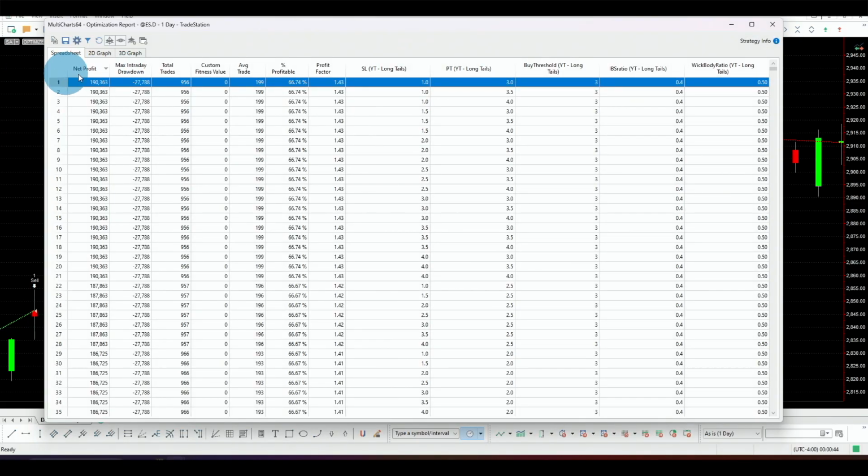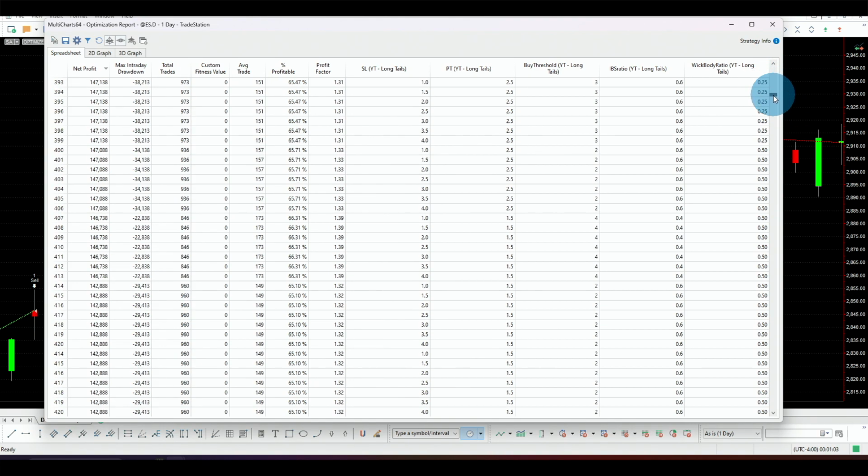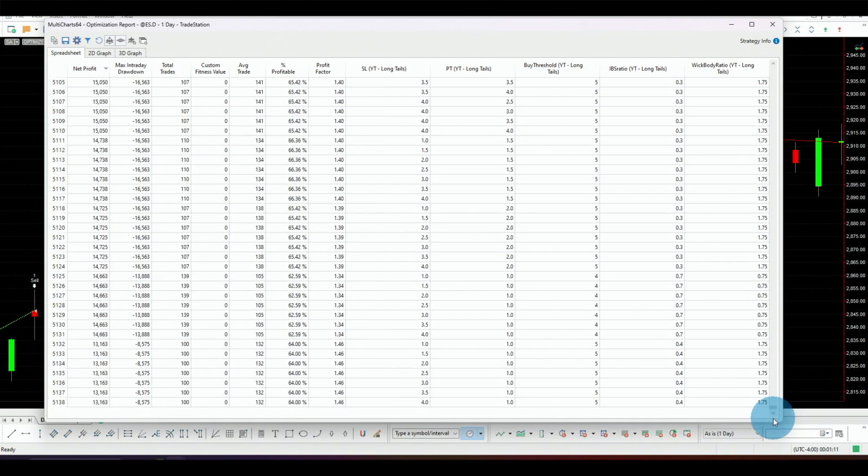So look at this. The top net profits are produced where the wick to body ratio is 0.5. That means the length of the wick is half the length of the body. And in fact, I can keep scrolling and you can see it's 0.5, 0.25, 0.75, and it's only above 1 when we go all the way down. And look at this, the lowest profit is when the wick is almost twice the body.